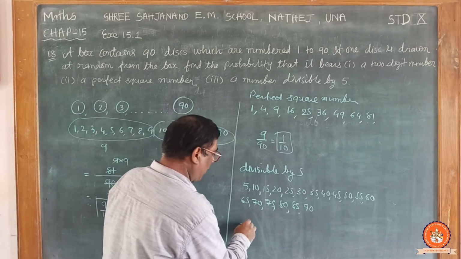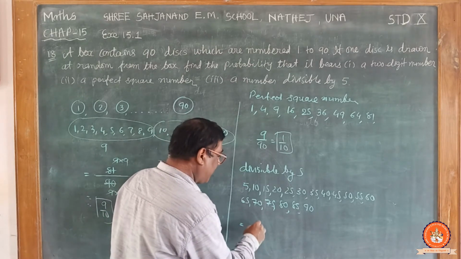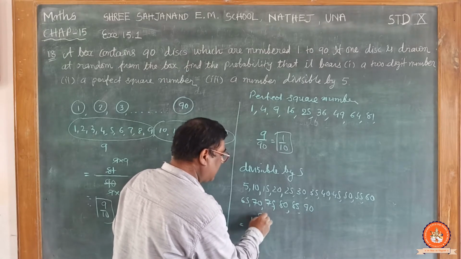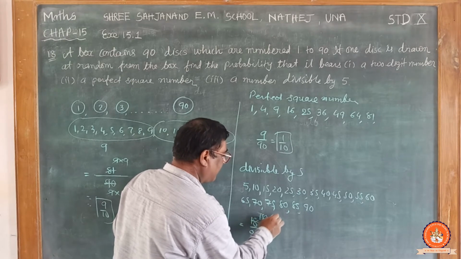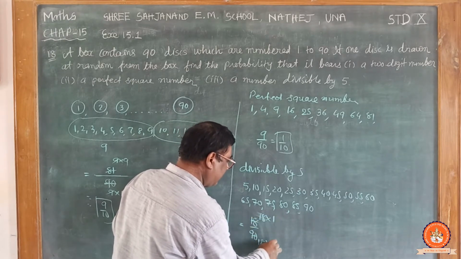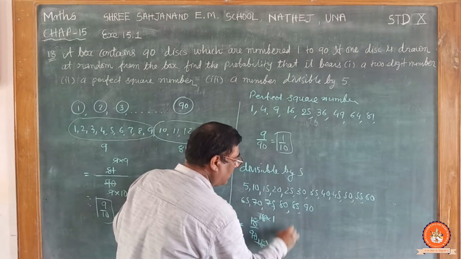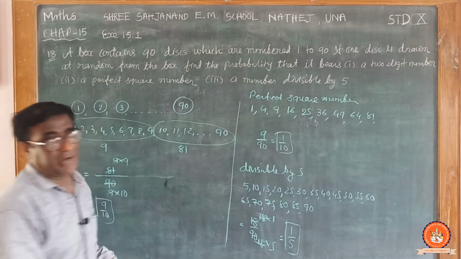So the probability of getting a number divisible by 5 is 18 divided by 90. 18 ones are 18, 18 fives are 90, 18 cancels 18. Its answer will be 1 upon 5. Okay, very good.